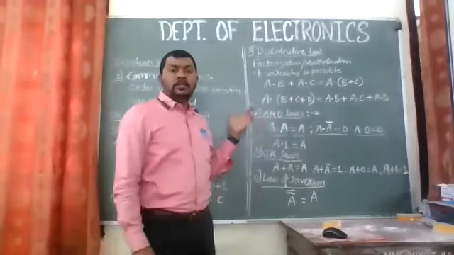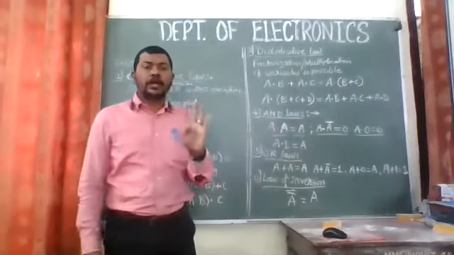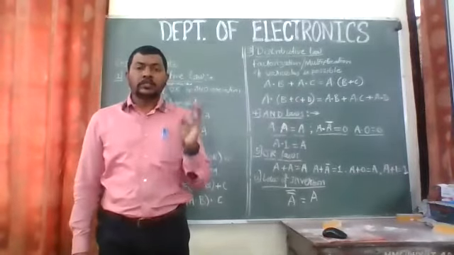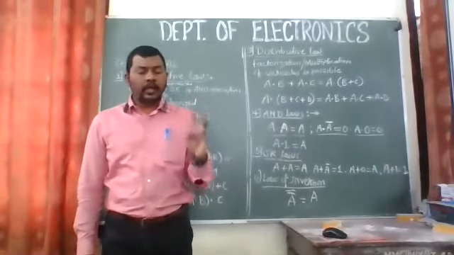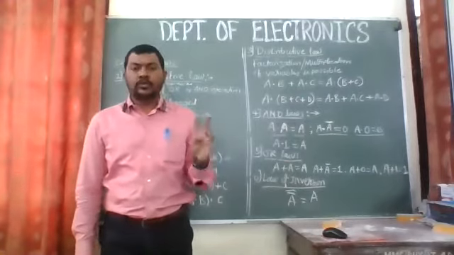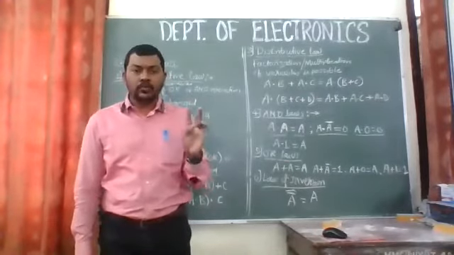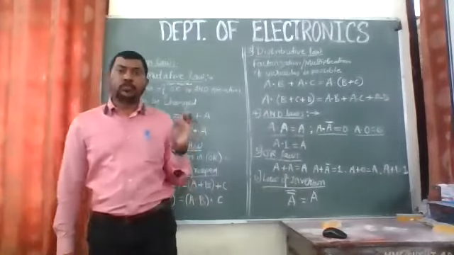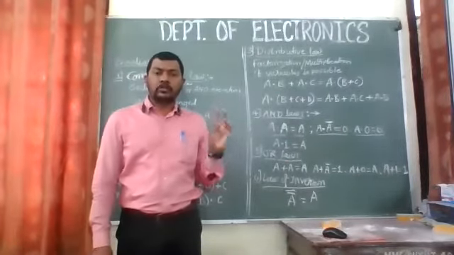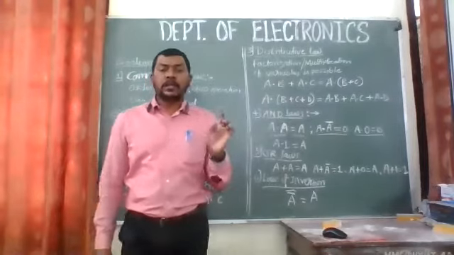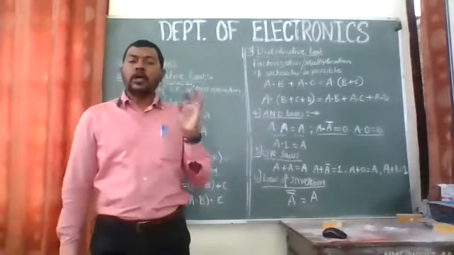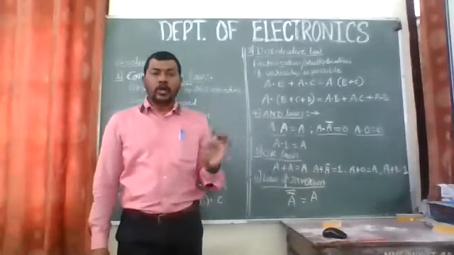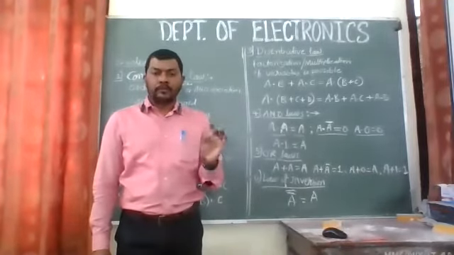The fourth law is the AND laws. In this AND laws, we are having four sub laws. That is, A dot A, that will give you A. Second is A dot A bar, which will give you 0. So A dot A bar equal to 0. The third one is A dot 0 is 0. And the fourth one is A dot 1, right, will give you A.